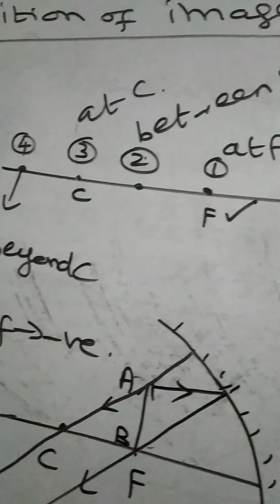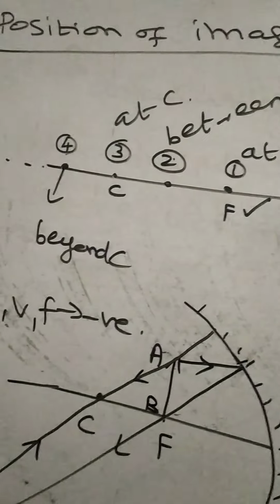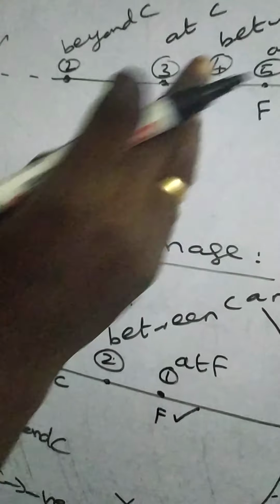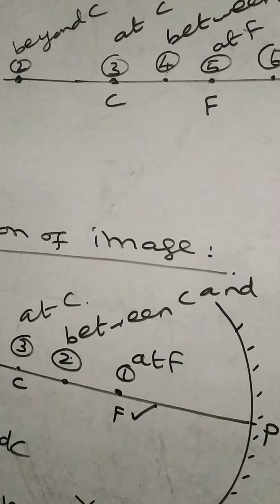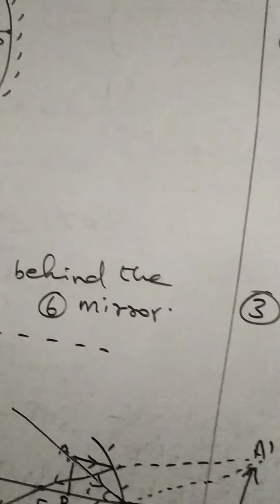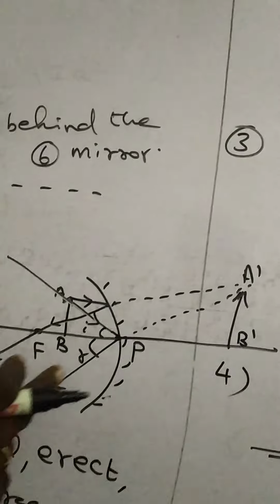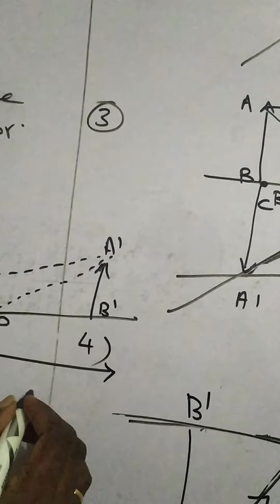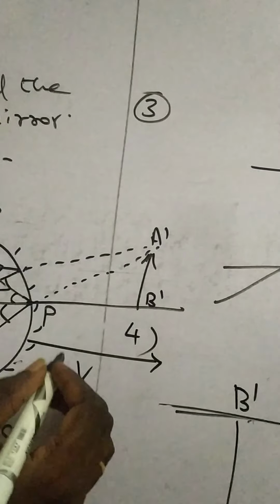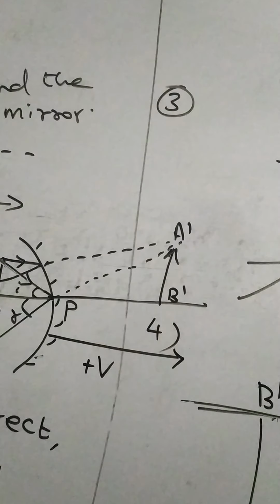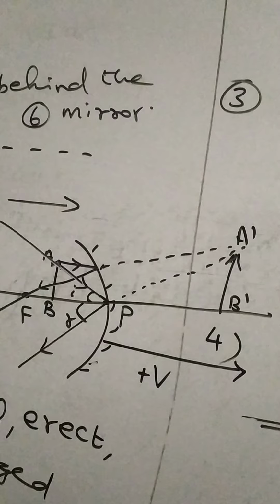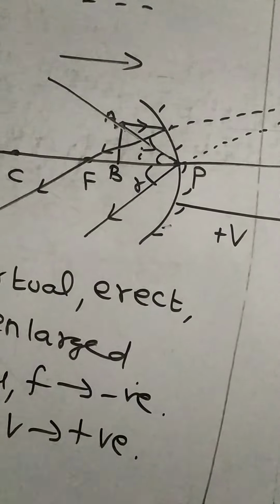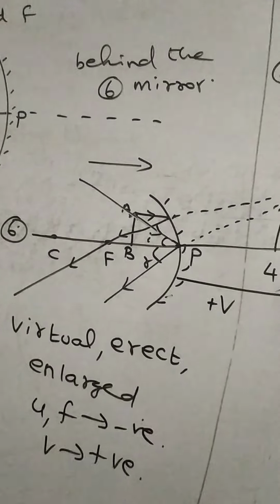So in the first five cases, that is, object at infinity, beyond C, at C, between C and F, at F, U, V, F are always negative. But in the last case, the object is located between P and F, what happened? The image is obtained behind the mirror, and all distances are measured from the pole of the mirror. Along the direction of the incident ray is taken as positive. So U negative, F negative, but V becomes positive. V becomes positive. A very important point.